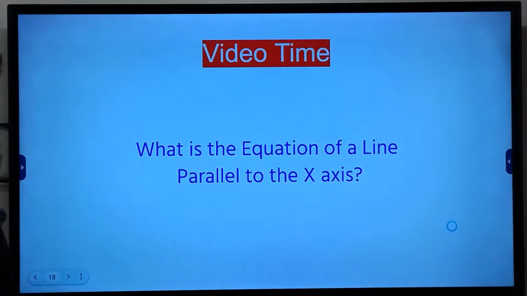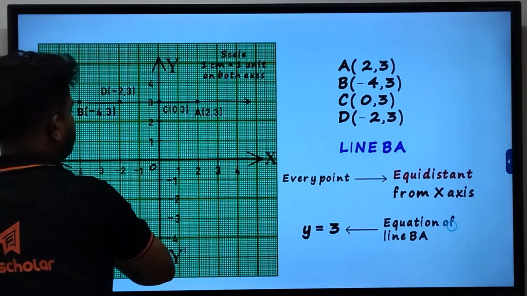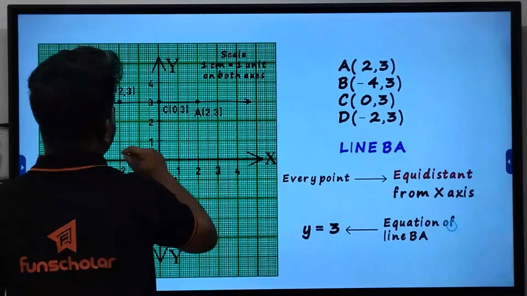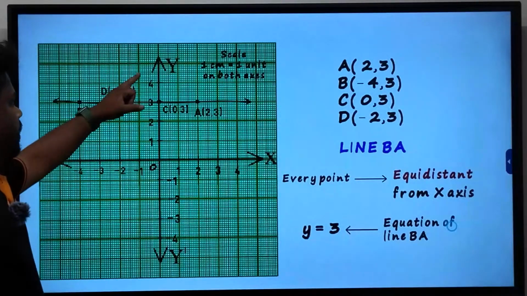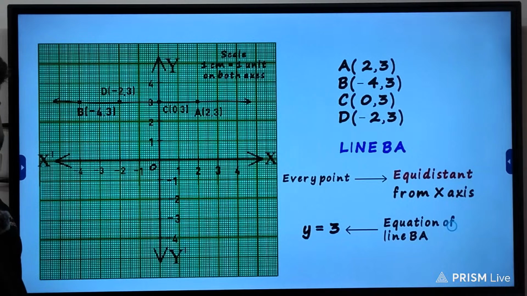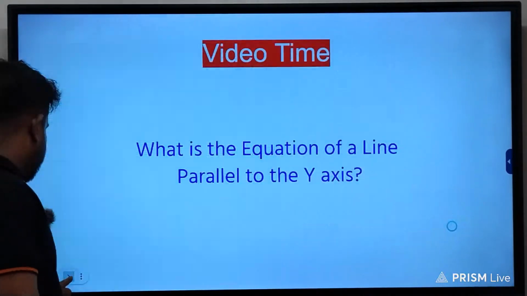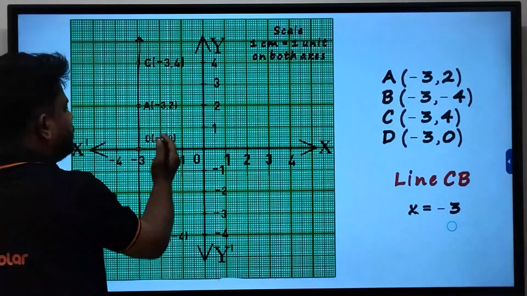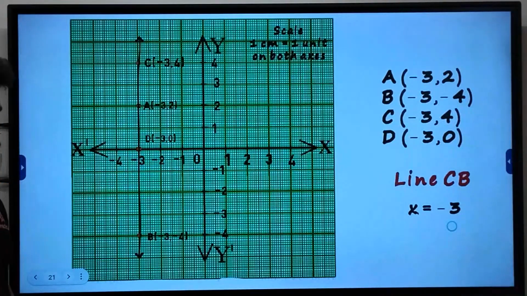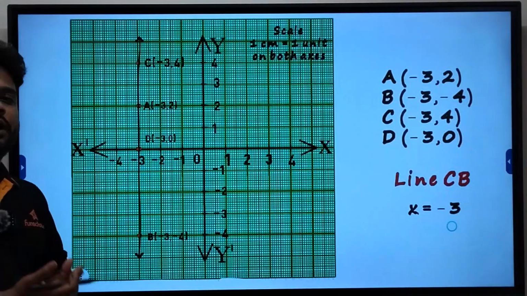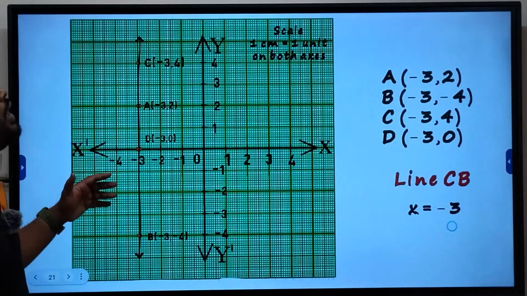So parallel to the x axis will be y equals 3, because at the point 3 the line has crossed the axis. And about the next one, at x equals -3 the line has crossed the axis. So that's why they are parallel to the axes, and the equations are becoming like that. And why are we learning all this?